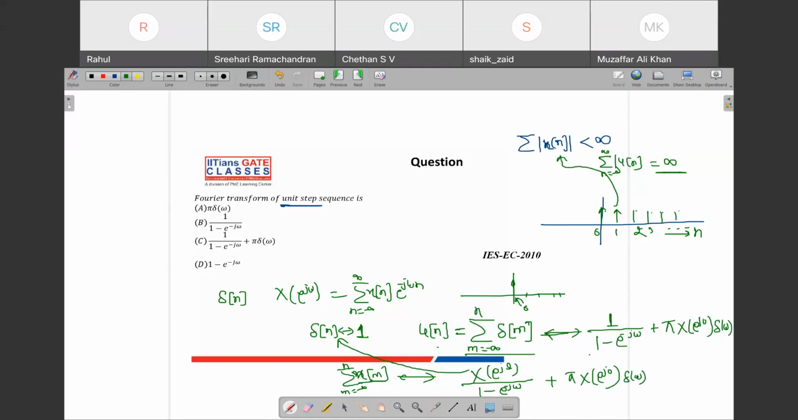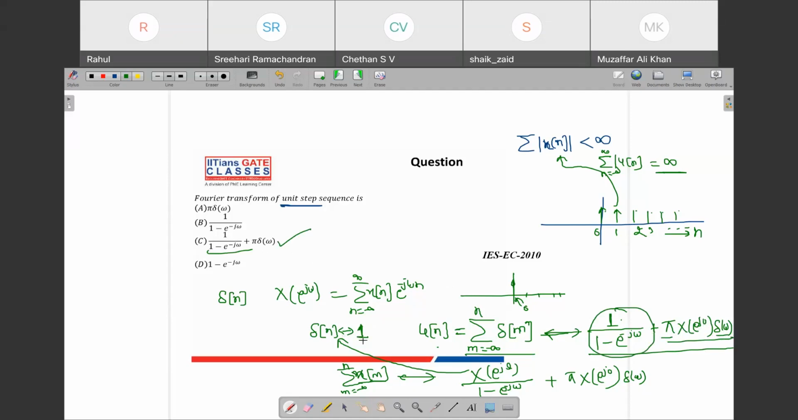So this one finally, when you calculate this, this is the final answer. When you calculate this, this term is as it is here. And when you see this term, you have pi del omega times X of e to the power j0, and X of e to the power j0 is equal to 1.